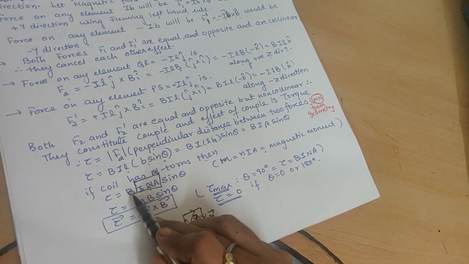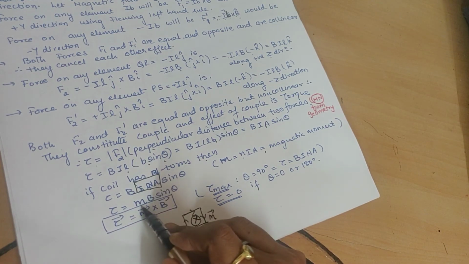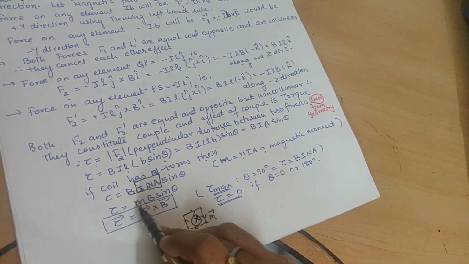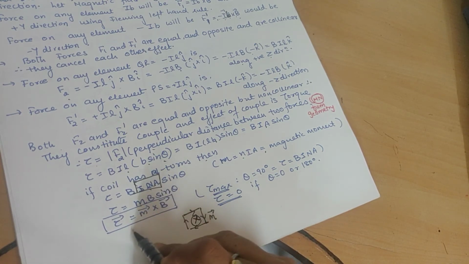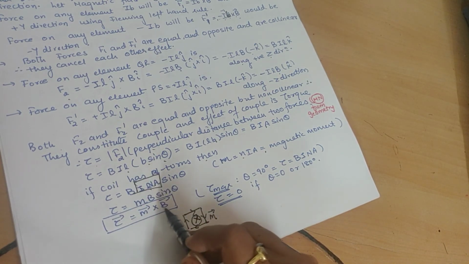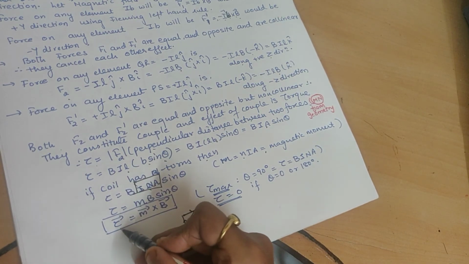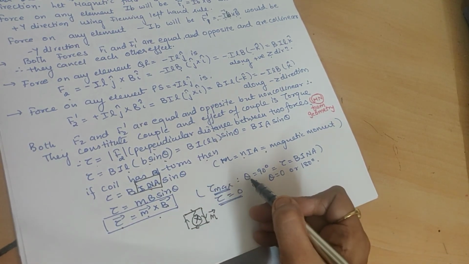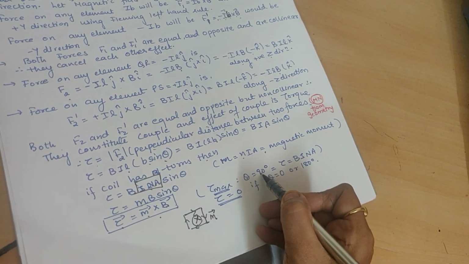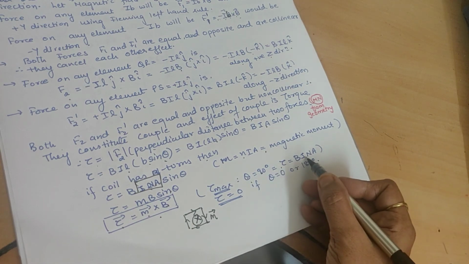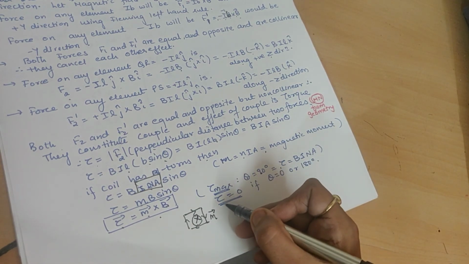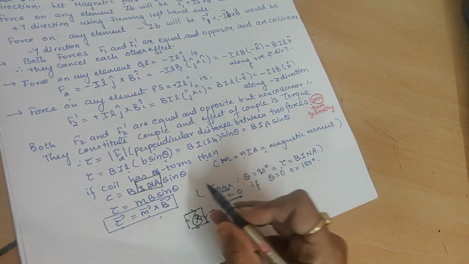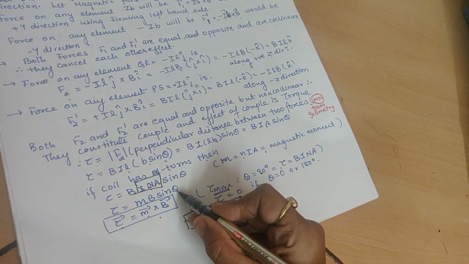So if I replace I and A by small m, that is the magnetic moment, then the torque becomes mB sine theta. Therefore torque is m cross B. So vector wise we write m cross B. Now we know that the torque is maximum if and only if sine theta is 1, or theta is 90 degree, and that maximum torque becomes mB. Fine, and the torque becomes 0 when sine theta is 0, or theta is 180 degree.